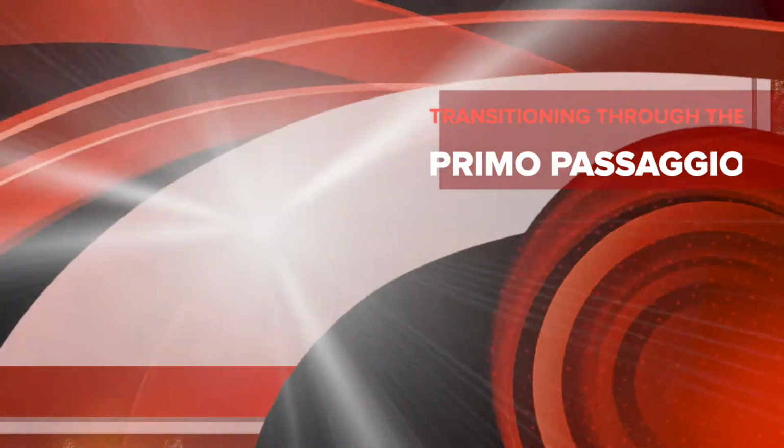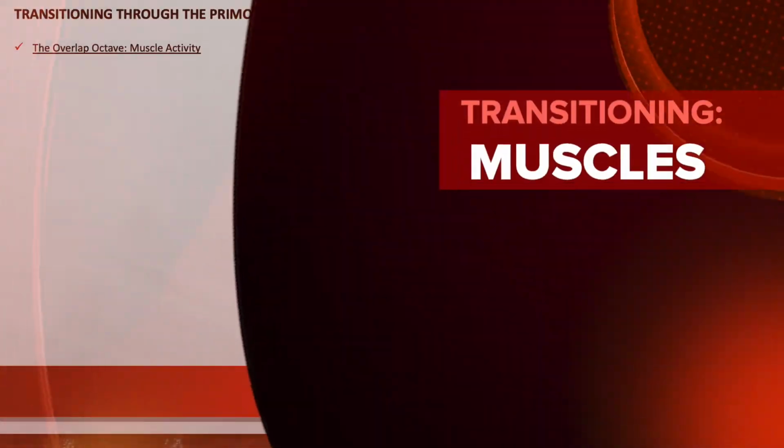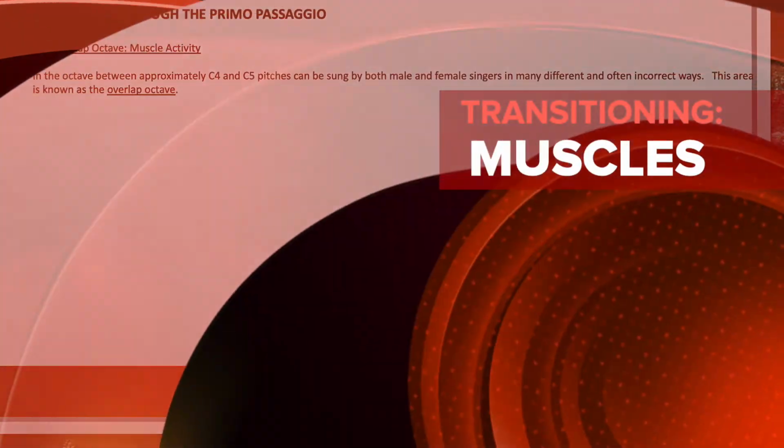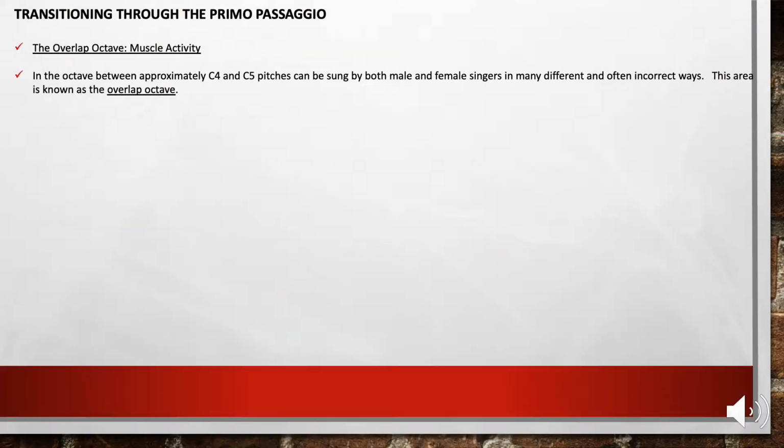Transitioning through the primo passaggio. The overlap octave. Muscle activity. In the octave between approximately C4 and C5, pitches can be sung by both male and female singers in many different and often incorrect ways. This area is known as the overlap octave.